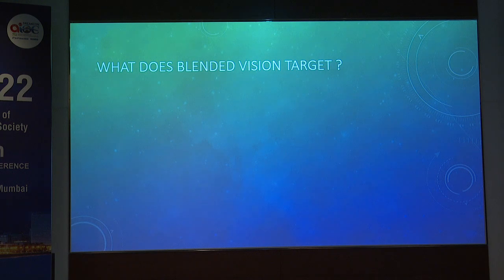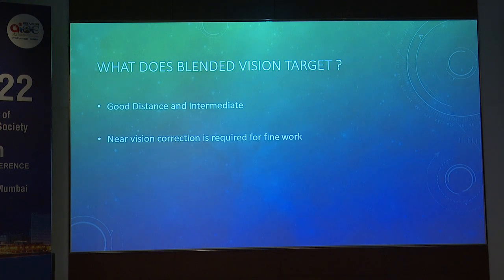So what is blended vision? Blended vision is basically where we are keeping the patient targeting -1. We are achieving good distance and intermediate, and of course we are able to give near vision with that extended depth of focus, but it should not be promised. Never over promise. Near vision correction will be required. This is what we tell our patients. If they don't require it, we are very happy, and so are they. And what we realize is the same counseling is being done for our EDOF patients. So this is exactly what we tell our EDOF patients.